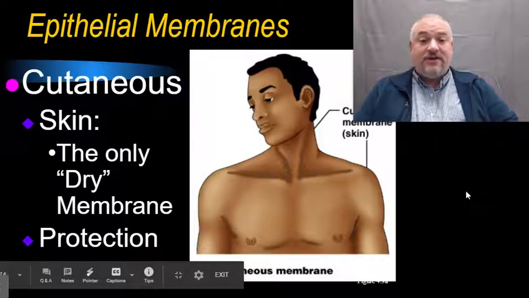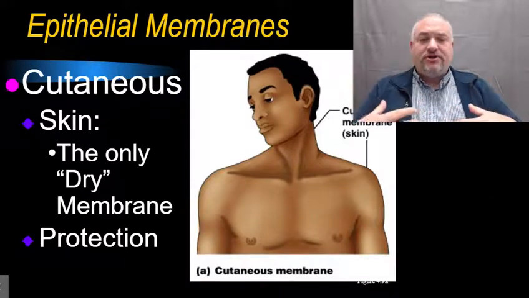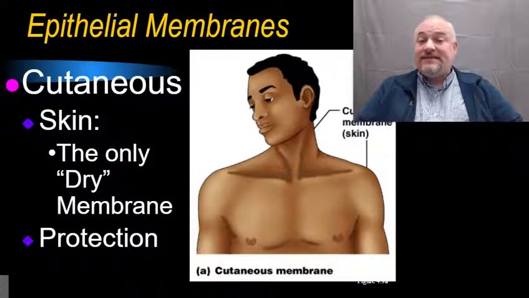Its main job is protection, keeping the good stuff in, moisture, and that stuff, keeping the bad stuff out: sticks, stones, bugs, viruses, bacteria. And that's what it does. It has a few other functions. We'll talk about that. Our next unit is on the integumentary system, but as far as the epithelium goes, that outer layer of the skin is our cutaneous membrane.